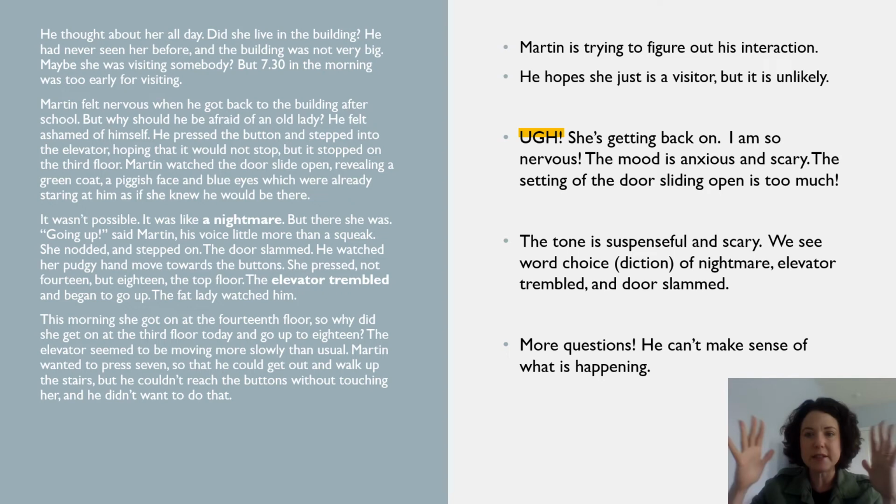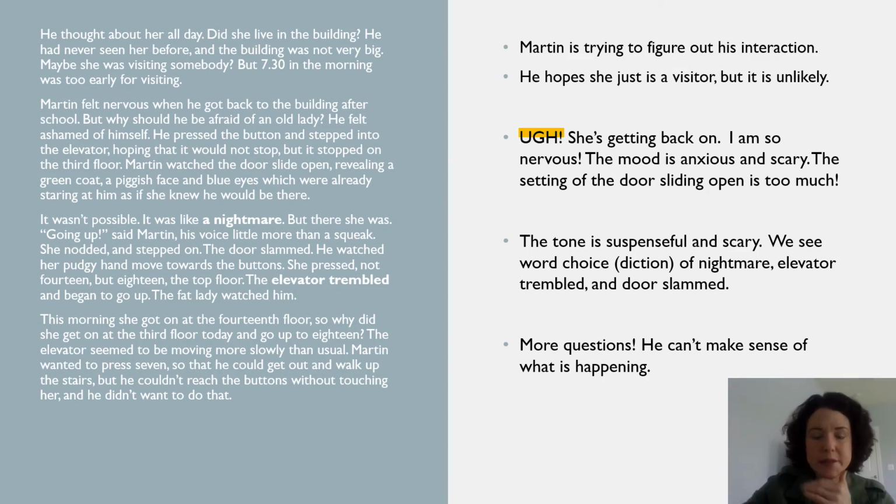So I'm visualizing this situation, this setting of an elevator and slowly revealing the green coat, and it makes me freak out. So that's my mood. I'm feeling anxious and I'm scared. The tone is suspenseful, right? The author is kind of saying, are you going up? So he's asking questions, but he doesn't really want to. They use word choice like nightmare, the elevator trembled, and the door slamming. Those make the tone feel really suspenseful and also scary.